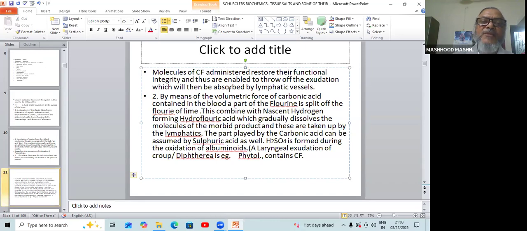The second one is by means of the volumetric force of the carbonic acid contained in the blood. A part of the fluorine is split off, the fluorine of lime. This combines with the nascent nitrogen forming hydrofluoric acid, which gradually dissolves the molecules of the morbid products, and these are taken up by the lymphatics. This is why the fibroids and other such things, the fibroid is a hard node. That hard material is dissolved with this hydrofluoric acid, which will dissolve this fibroid and hard materials. But how is it to be eliminated from the system? That is because of the lymphatics.